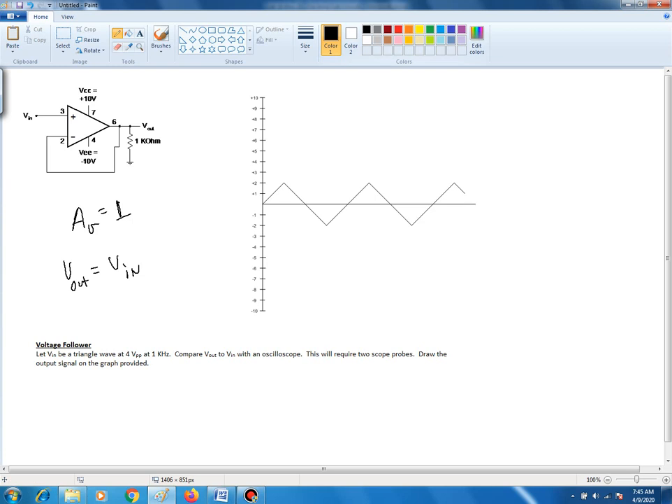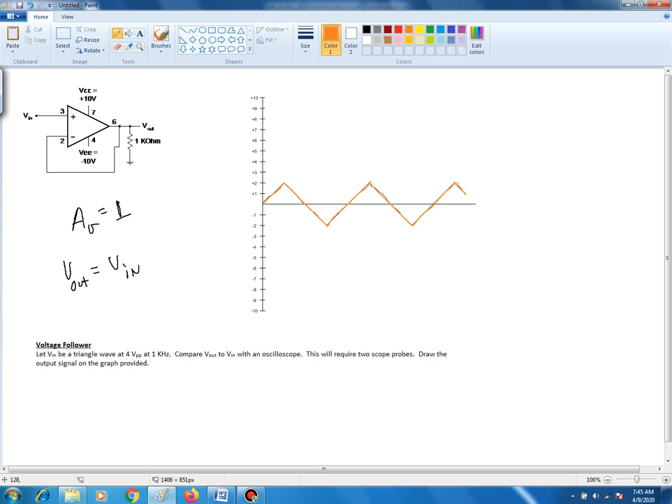So therefore, what you would expect to see is that your Vout is doing the exact same thing as your Vn. So really, it's just a tracing over of the input signal. That's what you would expect to see at your output. So your output is equal to your input.